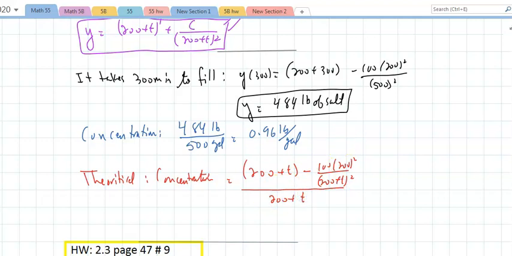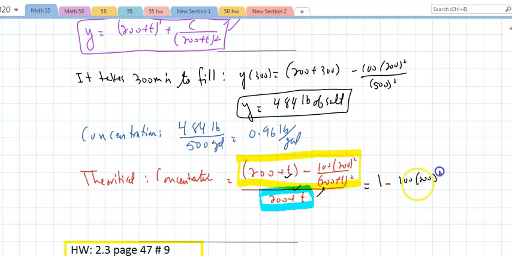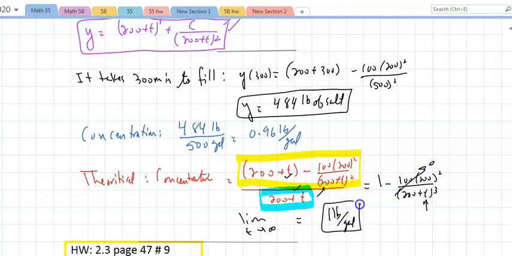So this is the amount of salt at any given time, and this is the volume at any given time, right? And if I split those, this divided by itself is 1 minus 100 times 200 squared divided by 200 plus t cubed. Now, if I take the limit as t approaches infinity, wouldn't this t in the denominator dominate? And that will approach 0, and you would be left with 1 pound per gallon ultimately, if you let it run for a very long time. We got it to be 0.96 in 300 minutes. Of course, theoretically, you'll never reach the 1 pound. You'll get 0.99999 divided by 1.